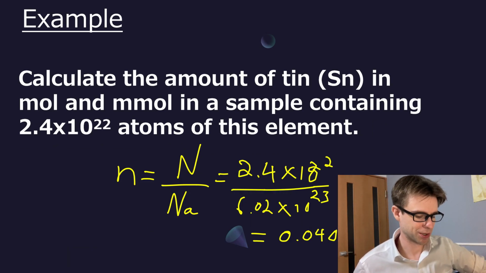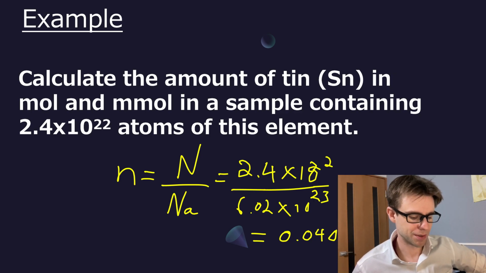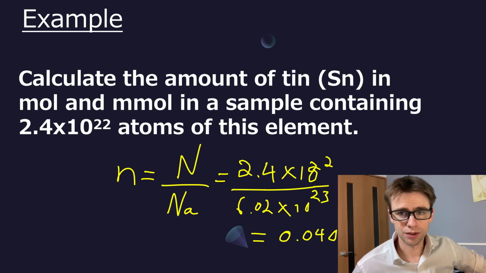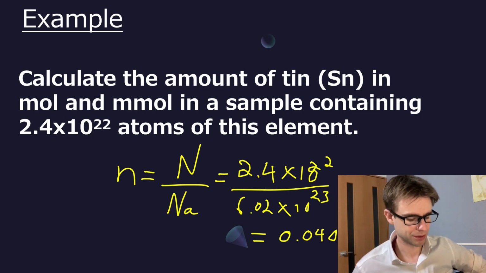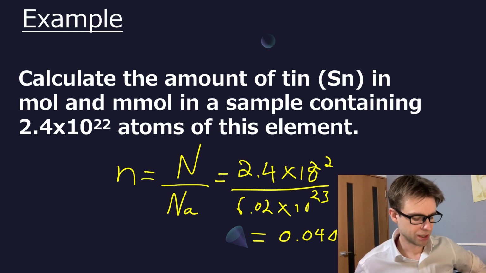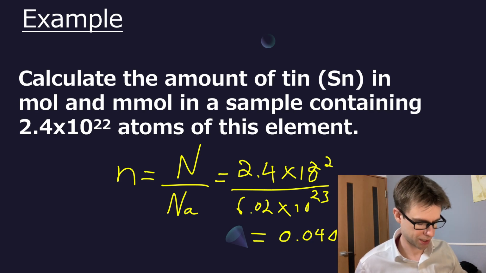these practice questions, but calculate the amount of tin, Sn, in moles and millimoles in a sample containing 2.4 times 10 to the 22 atoms of this element. So you're going to use the equation I showed on the previous slide, but rearrange it for little n. The equation was big N equals little n times Na. So rearrange this, divide both sides by Na. We'll get n, the number of moles, equals big N, the number of particles, divided by Avogadro's number, Na.